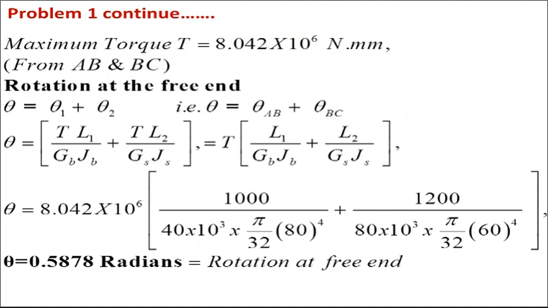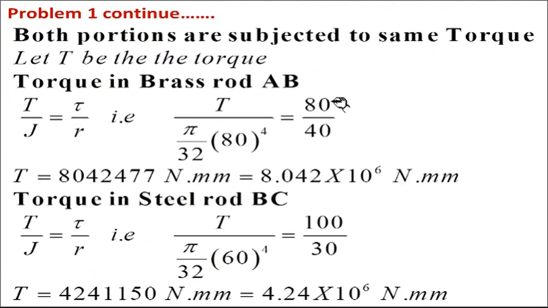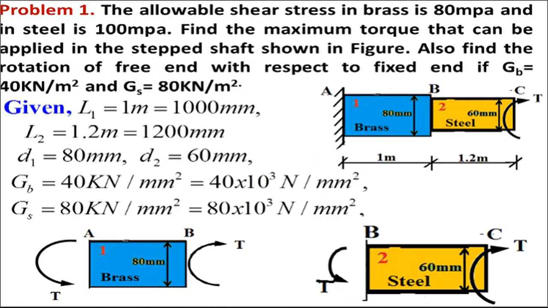Here two different shear stresses are mentioned. That's why for the first shear stress we have calculated torque T, and for shear stress 100 we have calculated torque T. And you have to calculate the maximum torque as per our first requirement, and the maximum torque is nothing but this one. Okay, so this was our first unknown: find out the maximum torque.